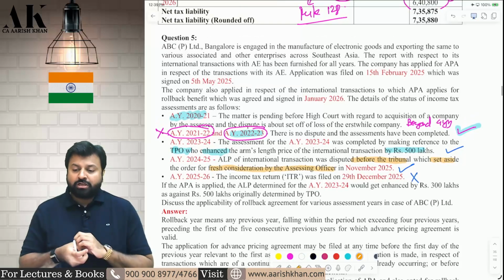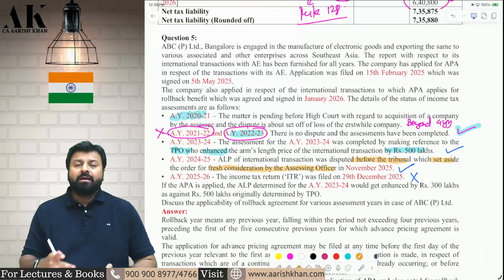Let's move on to the next question. Question number 5. What is this question, sir? This question is on rollback provision.